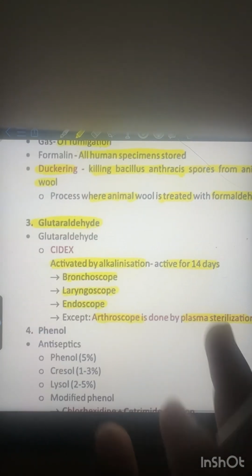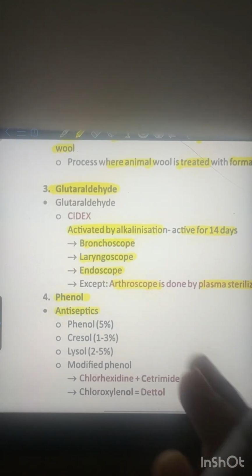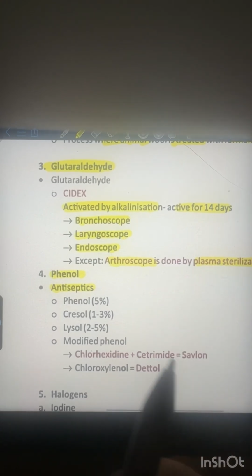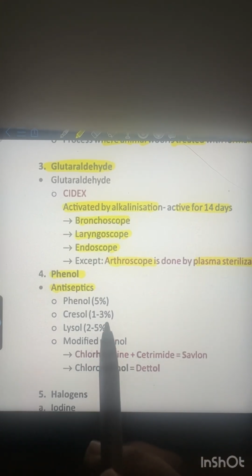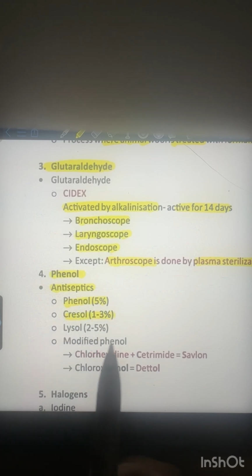Now we come to the different kinds of phenols. I think everyone has heard of phenol, which is a very famous antiseptic agent, 5%. We've heard in the market there are Cresols, Lysols. Lysol is a famous advertisement that comes on television also, for floor disinfectants. We know these are all phenols. They ask me questions on modified phenol.